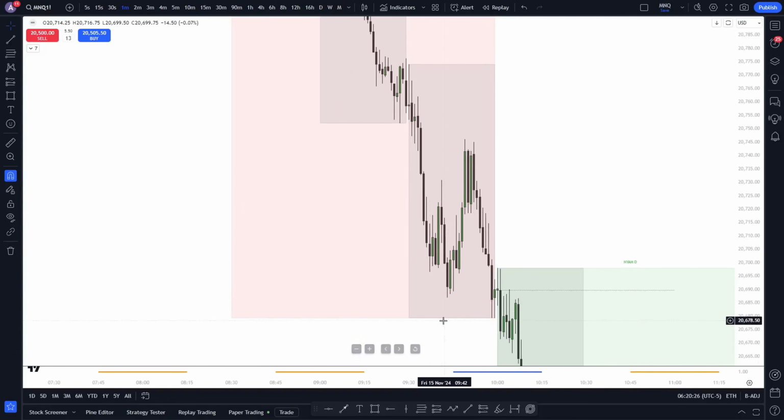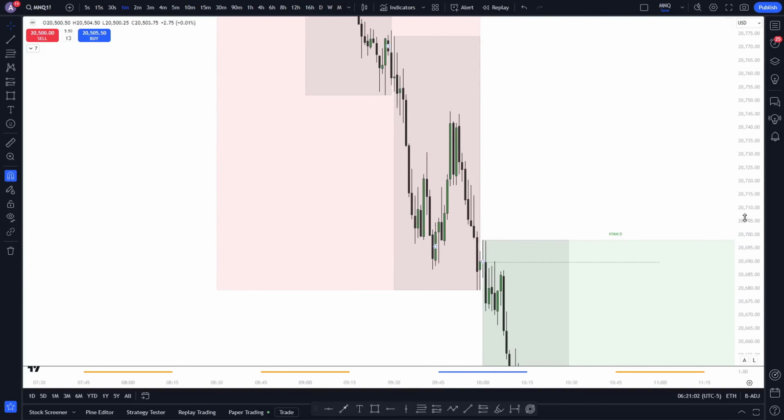Same with this one. Macro engineers sell side liquidity under all these lows, and it makes us run higher into this SIBI right here. Once price fails to displace above this SIBI and starts displacing back down to the downside, this is where we can anticipate another expansion down.